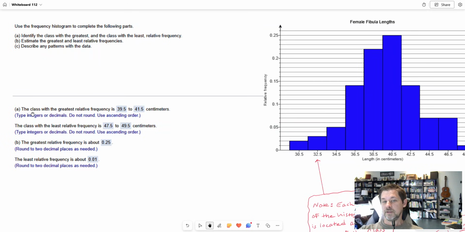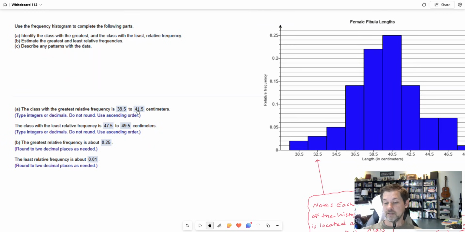So if you want to know the class with the greatest frequency, it would be this tallest bar, which goes from, well, so if 40 is the middle, what would I get if I go 1 to the right and 1 to the left? Because it's asking for those class limits. Well, I'd get 40.5 take away 1, that's 39.5, and 40.5 plus 1, that's 41.5. So that's the short answer, without me being very elaborate about the explanation.